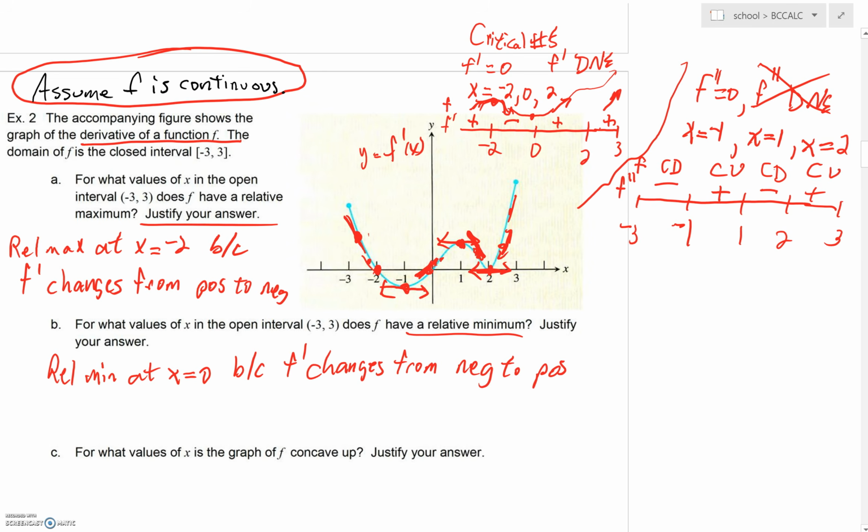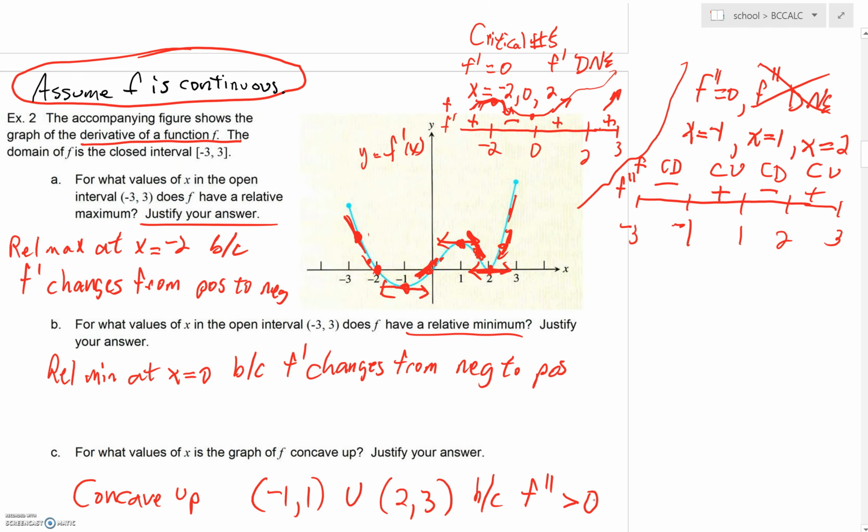You're concave up. Now, they're asking in part C, the bottom of the screen, for what values is the graph concave up? They're not even asking for where you're concave down, but concave up, you can see it's going to be between negative 1 and 1. Notice I'm using open intervals, and 2 and 3. And that's because f double prime is greater than 0 there.